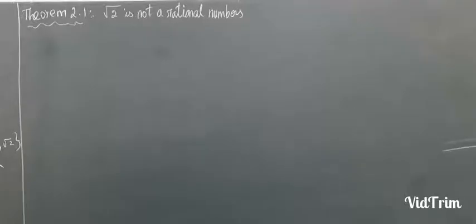Theorem 2.1: root 2 is not a rational number. Not a rational number means root 2 is an irrational number. That is the meaning of not a rational number. We are going to prove that. We cannot directly prove that root 2 is an irrational number.